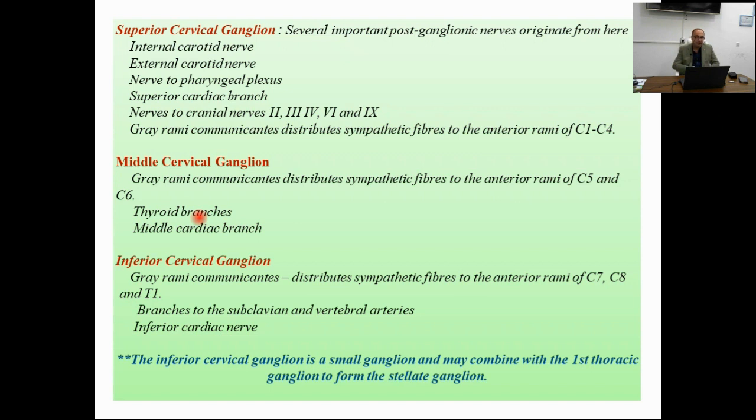We have the middle cervical ganglion. The gray rami communicantes distribute sympathetic fibers to the anterior rami of cervical spinal nerves 5 and C6. We have thyroid branches and the middle cardiac branch.